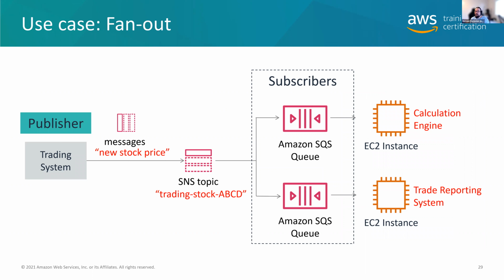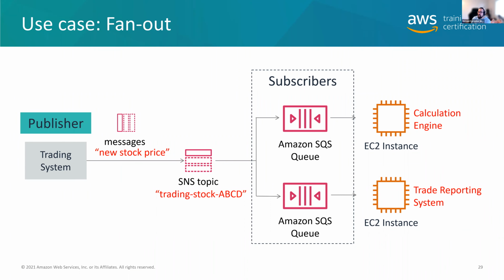Here, there's a trading system that's sending a new stock price to an SNS topic called trading stock ABCD. I've got two queues that are subscribed to this topic, and the message gets duplicated and sent to each queue. By the way, you can modify how it's sent. You can do pure JSON, or you can change it if you want to.